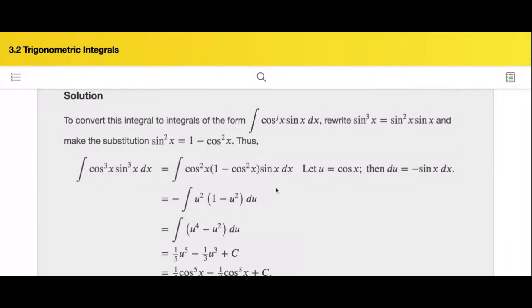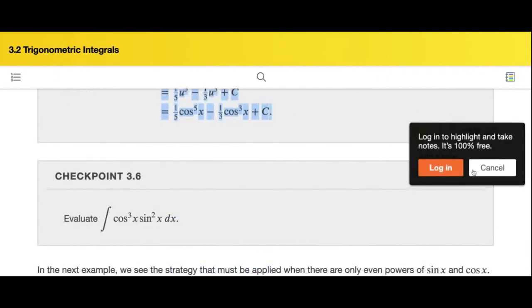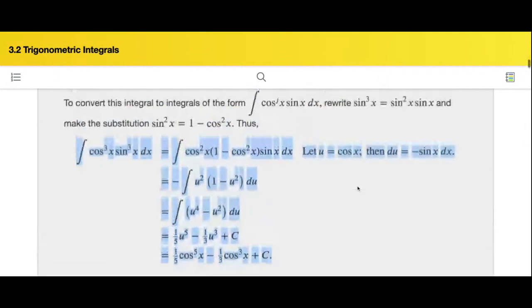So it doesn't matter whether we use u for cosine or u for sine. If we use u for cosine, we would need du to involve sine x dx, right? Of course, with a negative sign. If we want to use u to substitute sine, we want the integrand to have cosine x dx. So that's the key. So now we managed to have sine x dx here.